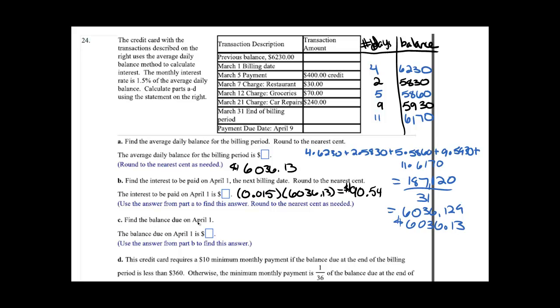And then we need to find the balance due on April 1st. Now this is a little tricky because many students want to add this $6,036 plus $90. However, to find the balance due, we need our ending balance, which we worked out up here, and our ending balance was $6,170. And we have to add the interest, so $90.54. And now we add those, we get $6,260.54.